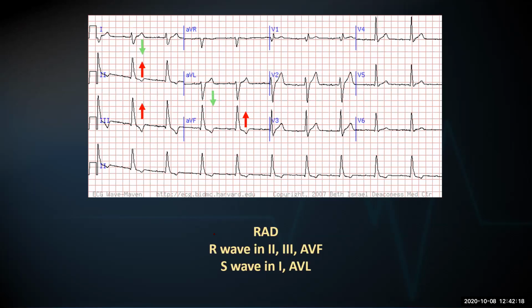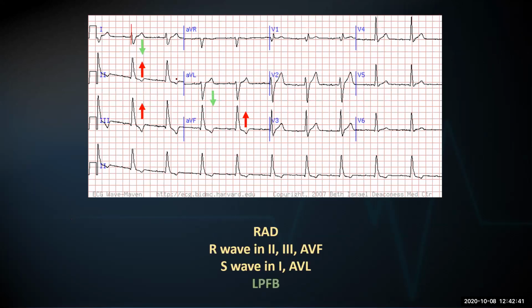We have QRs in 2 through AVF, whereas we have the S waves in 1 in AVL. So this would be what type of block? What's the other one other than left anterior? Yeah, so this is a left posterior fascicular block.